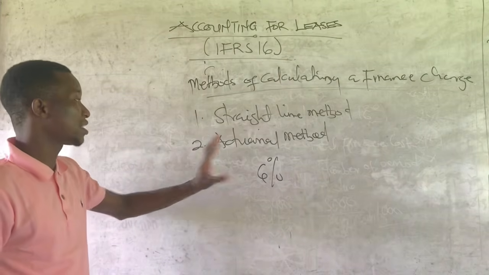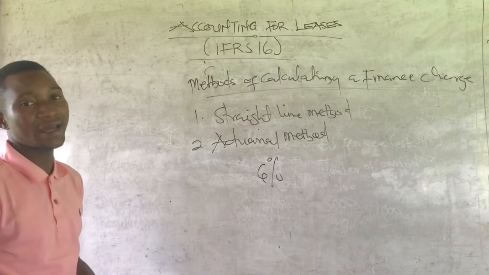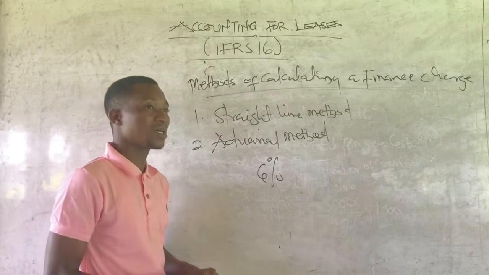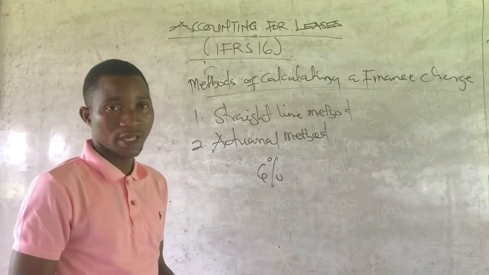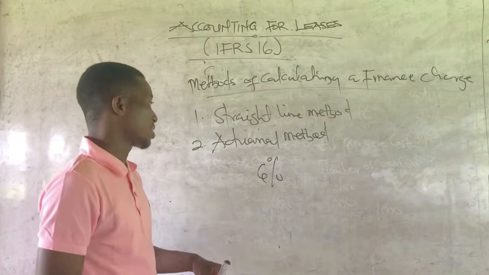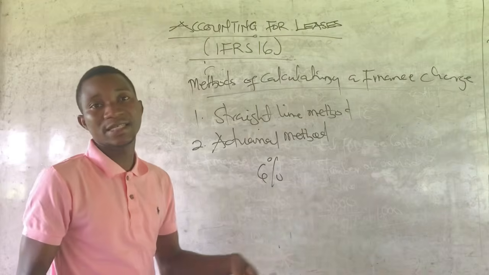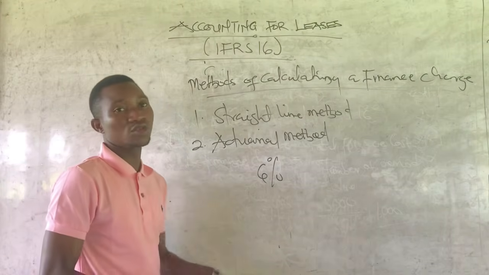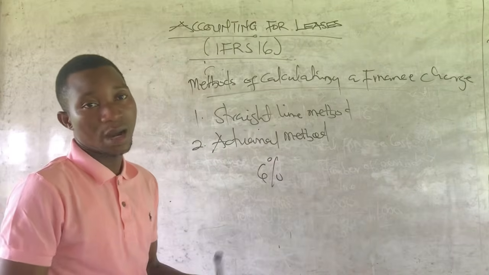So this model is highly accepted by the IAS standard, and in our calculations, that is what we will be using. In most questions they will give you the interest rate implicit in the lease. So you are going to use the actuarial method to prepare your amortization schedule.